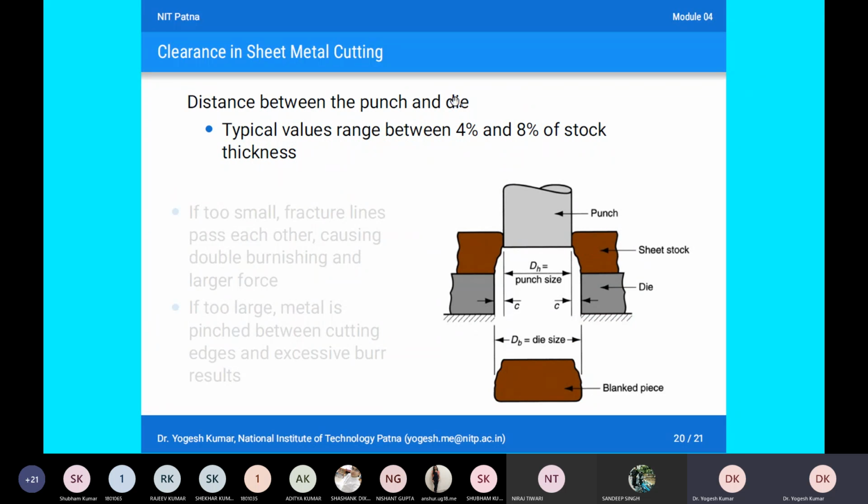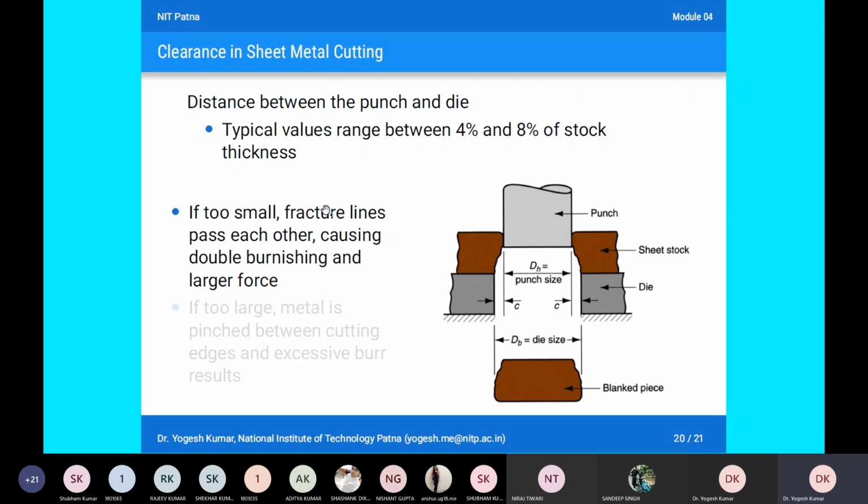So under blanking and punching, what is important? We need a certain clearance. This clearance is nothing but the distance between the punch and die. Here you can see this is your punch and this is your die, and we have clearance C. And how is this clearance given? The typical values are between 4 to 8% of your sheet thickness. So this clearance is given as 4 to 8% of the thickness of your initial sheet.